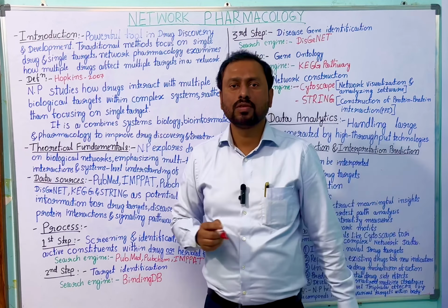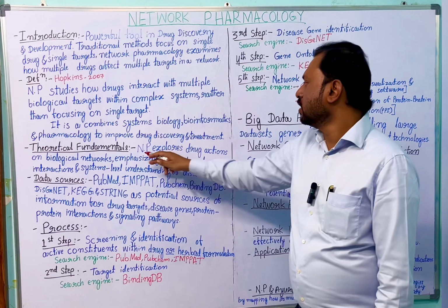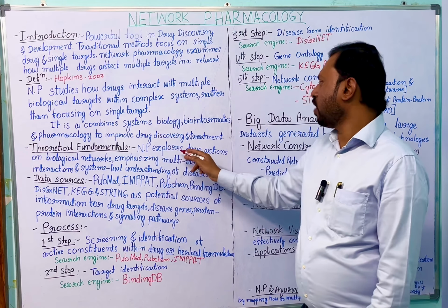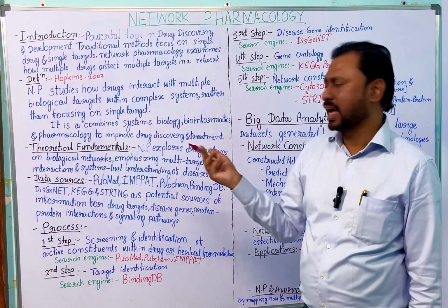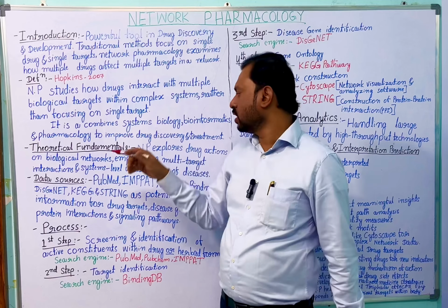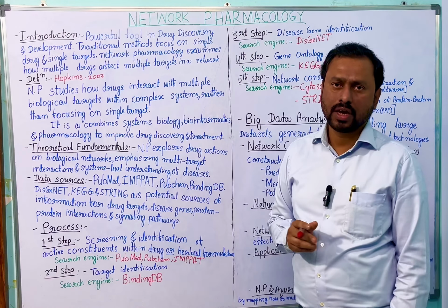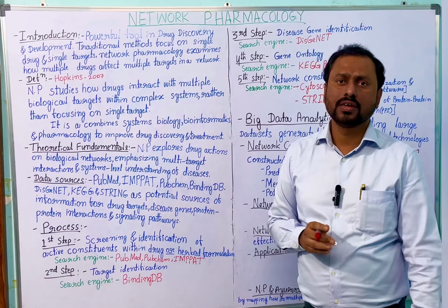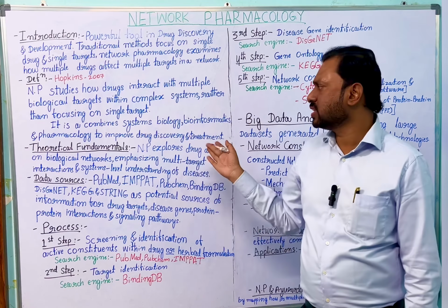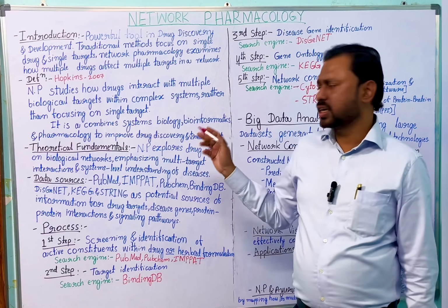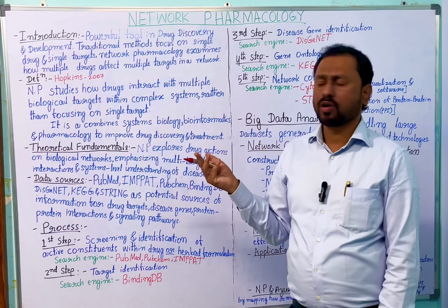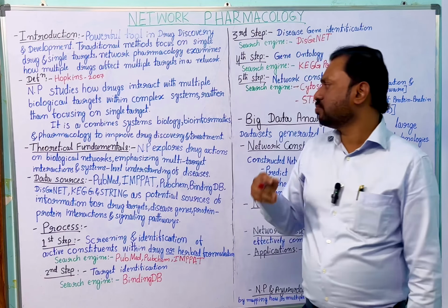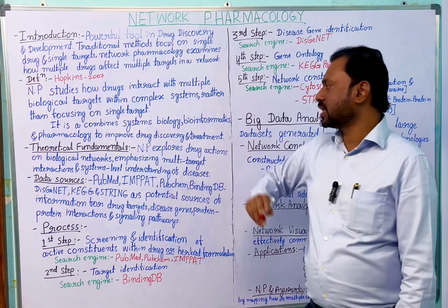Now the theoretical fundamentals. Network pharmacology explores drug action on biological networks, how the drug acts on the whole network. They emphasize multiple target interactions, not only a single target, and system-level understanding of the disease, understanding the disease systematically. These are the fundamentals we have to understand before we study network pharmacology. It explores drug actions on biological systems or networks, emphasizing multiple target interactions and system-level understanding of the disease.